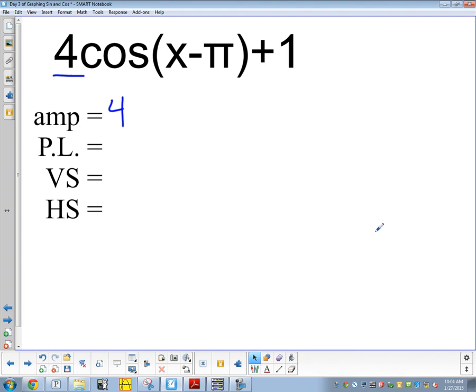Period length here. Darius, what's our period length going to be? 2 pi. Did it change on this one? Why not? What do we look for to see if it changed? In front of the x. There's nothing in front of the x, so it's just 2 pi.